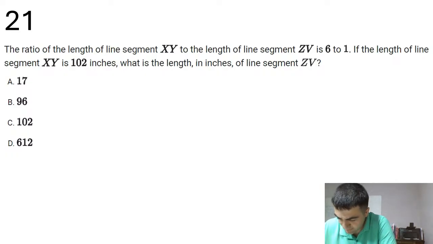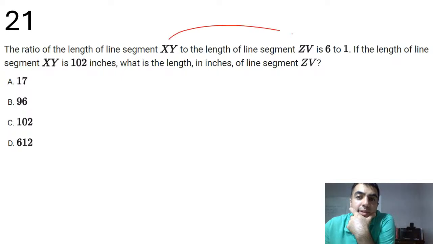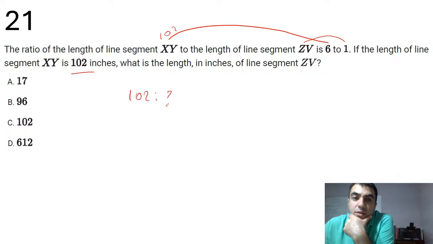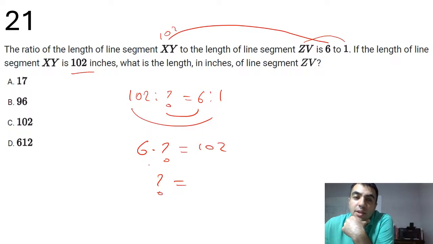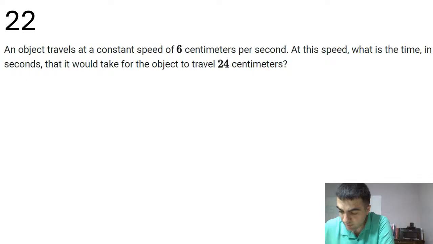Mr. Tuncay says it is A. Mr. Ismail says it is A. Let's have a look. XY is 6, ZV is 1. XY is 102. Let's say this is equal to 6. 6 times question mark is 102, and we can divide both sides of the equation by 6, and we get 17. You are right, guys. Next question.